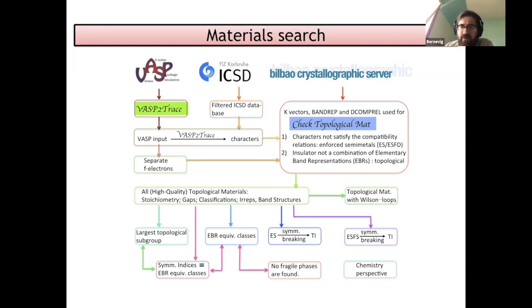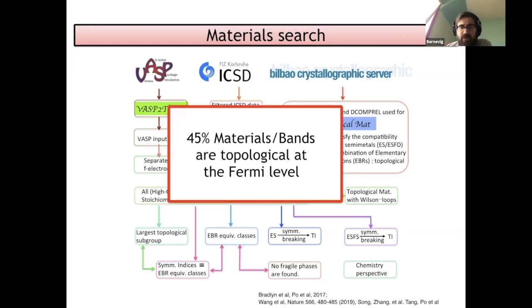Once you know this, you have to build another program called check topological matter, which basically runs these eigenvalues, compares them to the atomic limit, and gives you a yes or a no, whether it can be represented as an atomic limit or not. And this will find you all the topological materials. And the result is that basically about 45% of the materials, get into a discussion about what that means. That's why I didn't say materials, I said materials / bands.